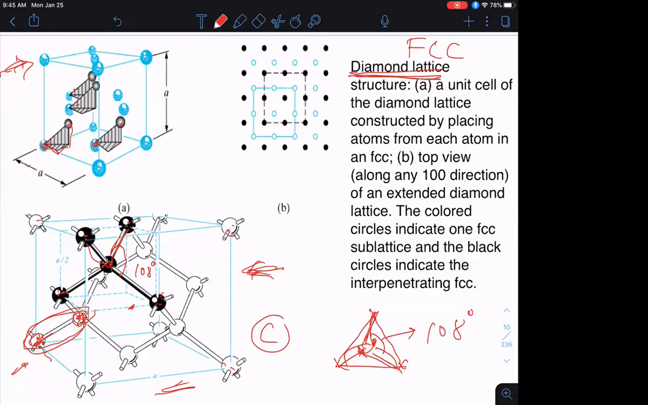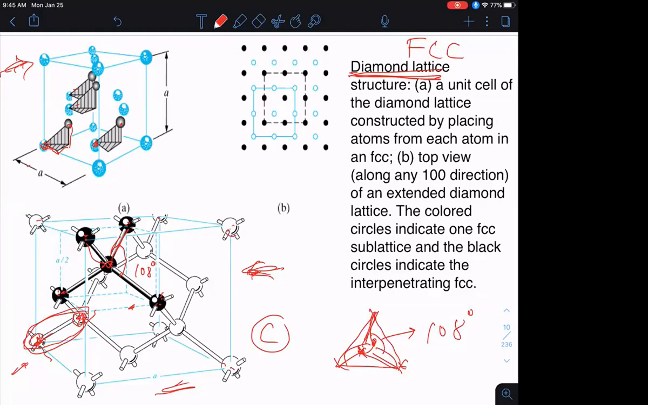Once you are clear about this, in industry or in R&D, people will loosely call this a diamond lattice, because you kind of know what you're talking about. But strictly speaking, the diamond structure is not really a lattice structure. It's really an FCC with a basis of 2 atoms.